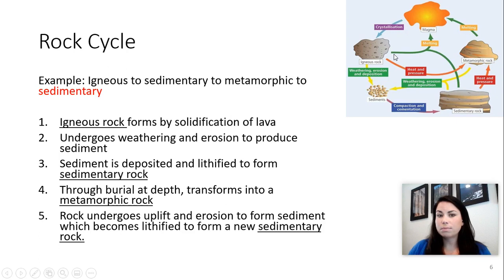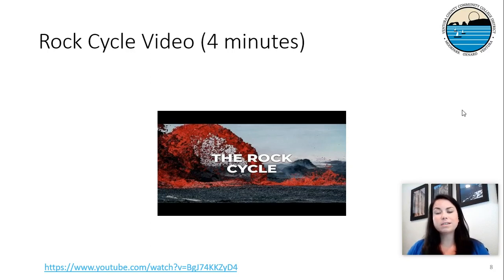Okay, let's look at one more example. What about an igneous to a sedimentary to a metamorphic back to sedimentary? So we have, again, the igneous rock undergoes weathering, erosion, deposition, undergoes compaction, cementation into a sedimentary rock, undergoes heat and pressure to a metamorphic rock, and then that metamorphic rock gets eroded away through weathering, deposition, turns into sediments, gets compacted and cemented back into a sedimentary rock. It's a very simple process, and this is the way we can describe it. So let's take a quick YouTube video look at this.